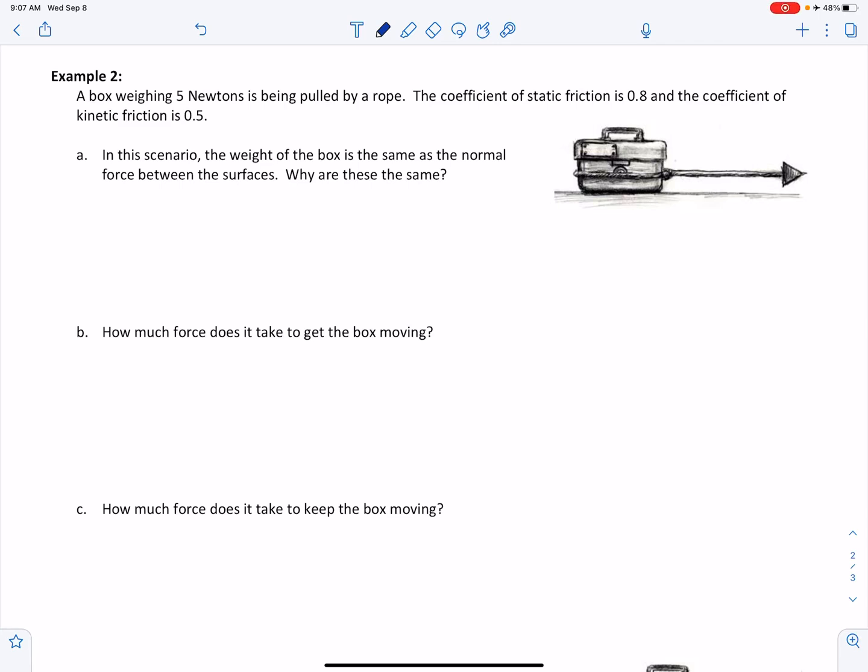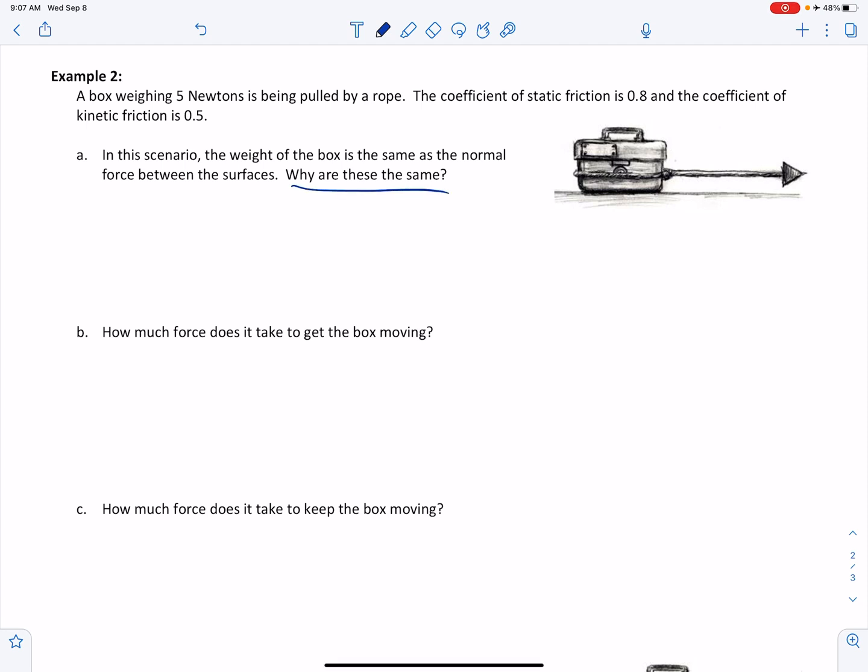All right, we're continuing our conversation about static and kinetic friction with example 2. A box weighing 5 newtons over here is being pulled by a rope. The coefficient of static friction is 0.8 and the coefficient of kinetic friction is 0.5. And question A, in this scenario, the weight of the box is the same as the normal force between the surfaces. Why are these the same?